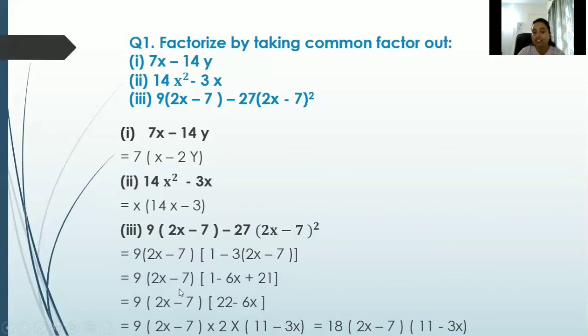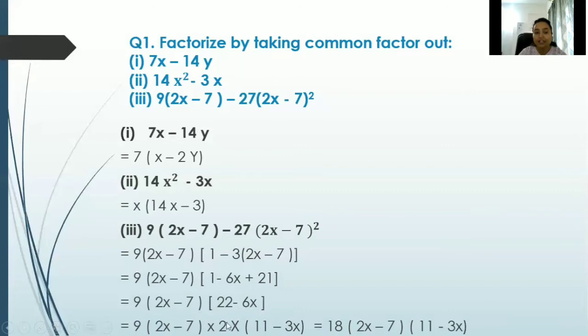See, I'm not changing anything yet; it is as it is. Now see 22 and 6x. Both 22 and 6 are even numbers, so we can take 2 out at least. So I've taken 2 out. If you have taken 2 out, it means you are dividing this term by 2. So 22 divided by 2 gives 11, and 6x divided by 2 gives 3x here.